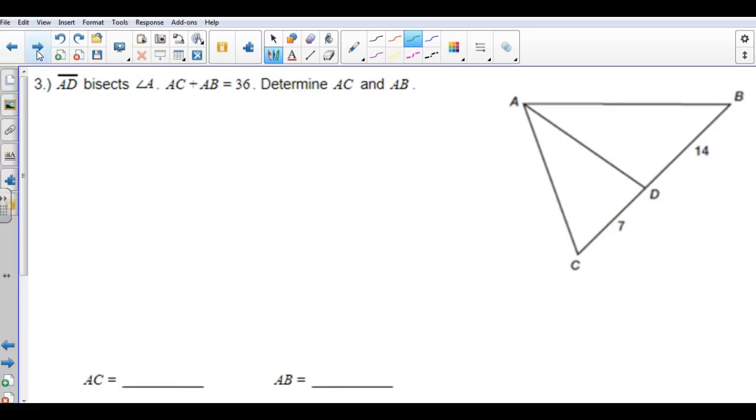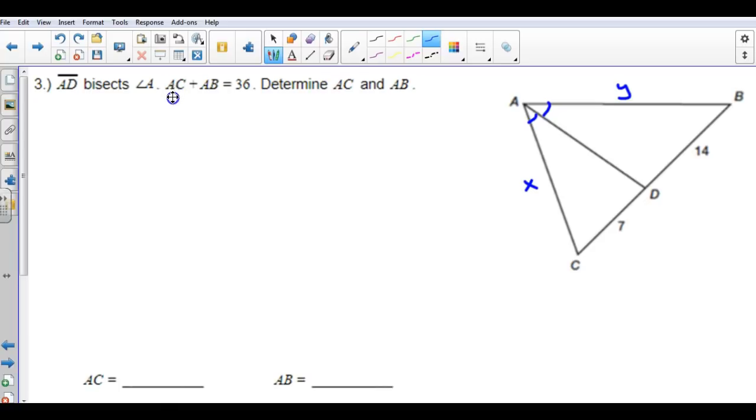So here's one more example. This one's a little bit more complex. So in this example, I have that angle A is bisected by the length AD, and we're given a 7, I'm given a 14, and we're saying that this value, which I'm calling x, which is AC, if I take that value and I add this y value for AB, I get 36.